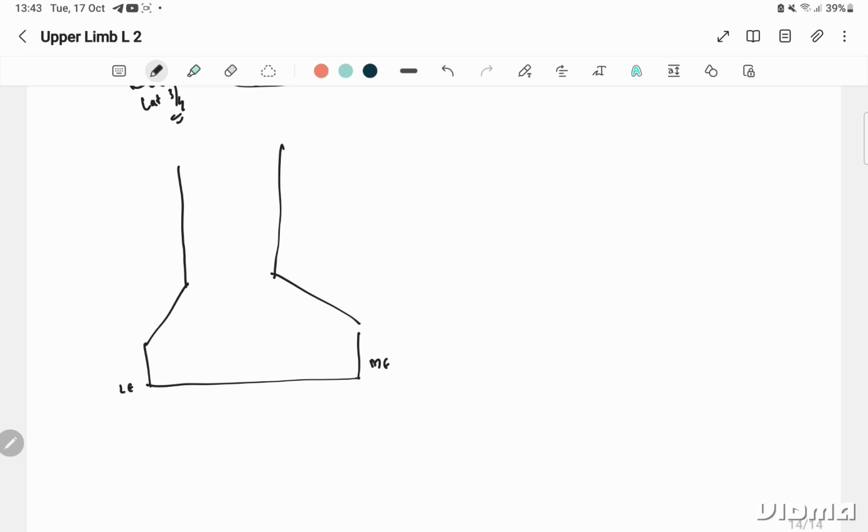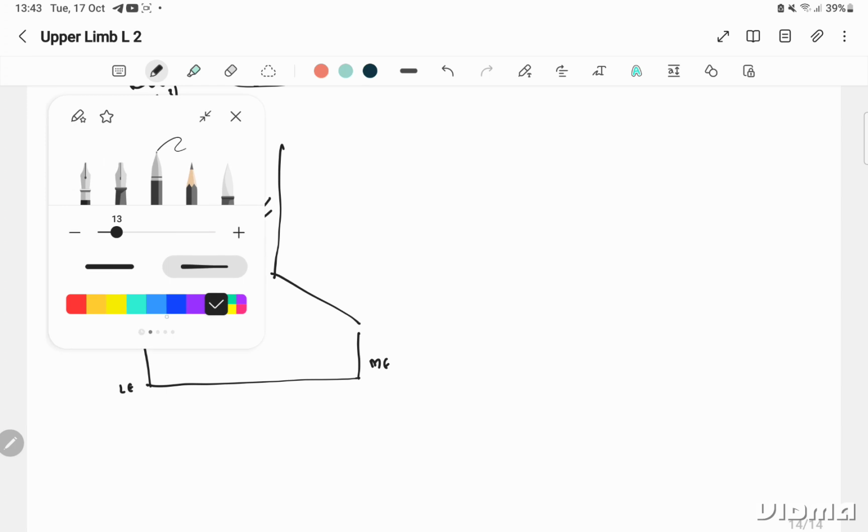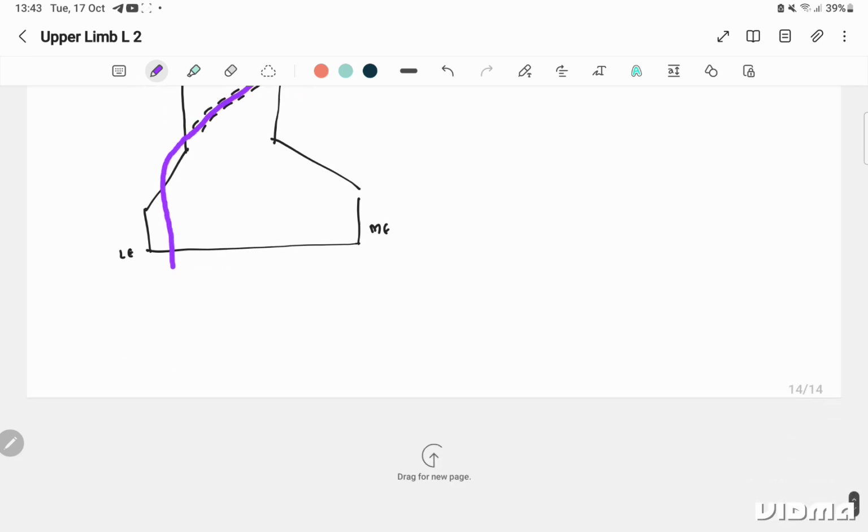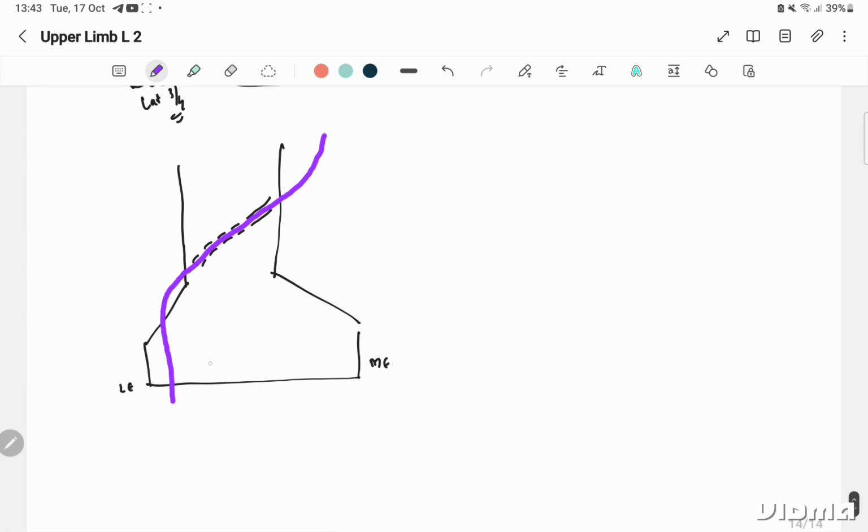Okay, we have a groove here called the spiral groove, and the nerve we will mark in purple. It goes like this, like this, and descends in front of the lateral epicondyle, divides into the PIN, posterior interosseous nerve, and the superficial branch of radial nerve.